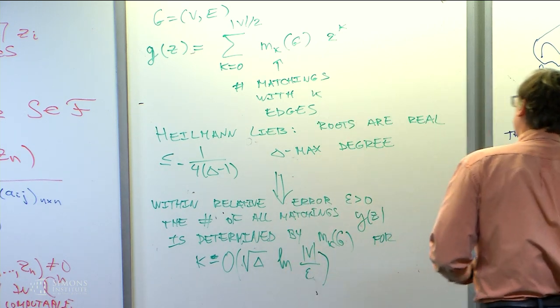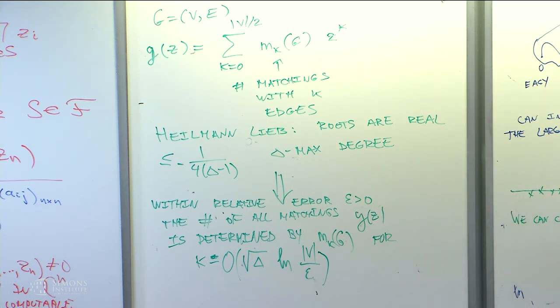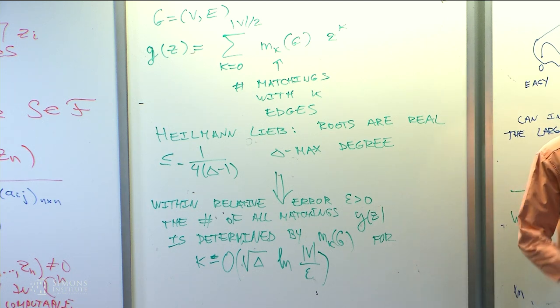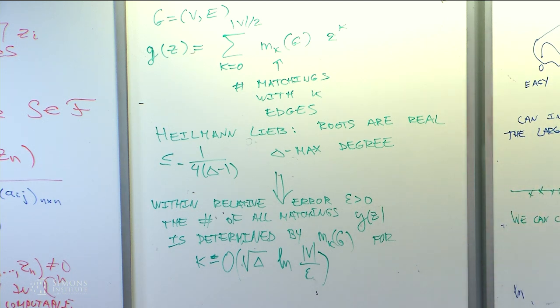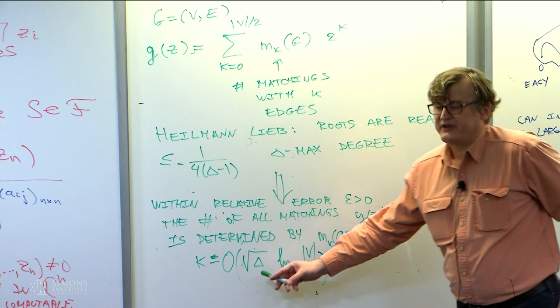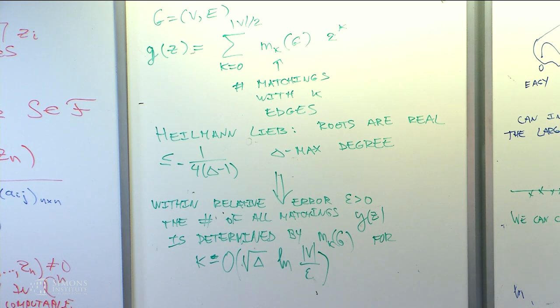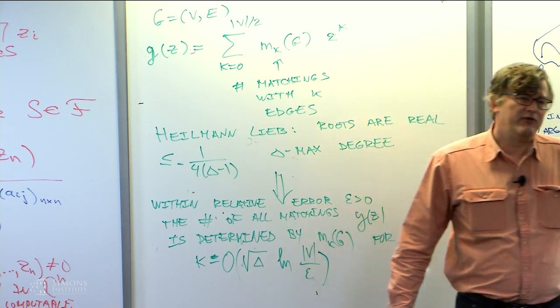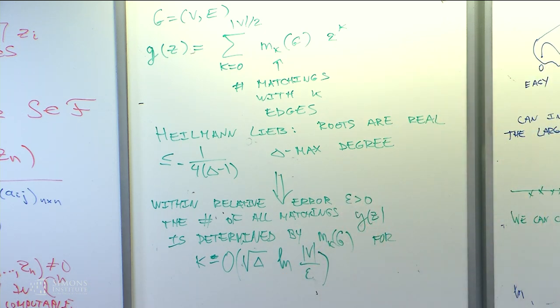So if you tell me all these numbers up to roughly log of the number of vertices and square root of the largest degree, I can tell you with an error epsilon the number of all matchings. I can tell you efficiently if you tell me these numbers. And this square root of delta, I believe, is the same square root of delta which appears in the correlation decay approach of Gamarnik, Katz, Tilly, that paper.